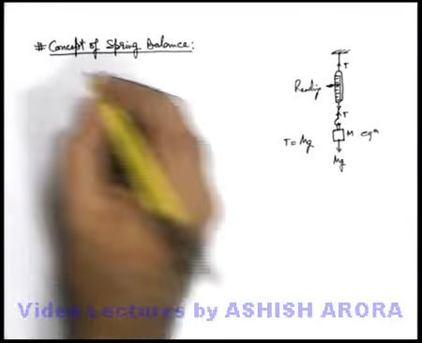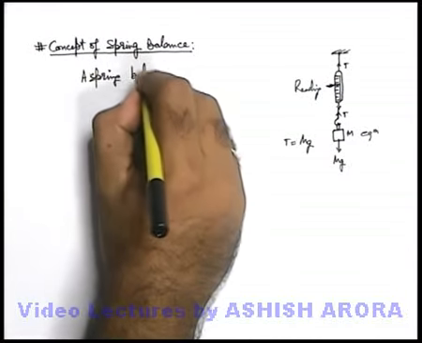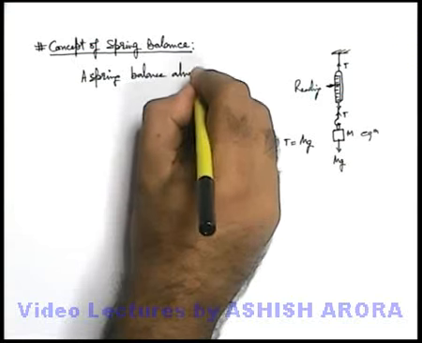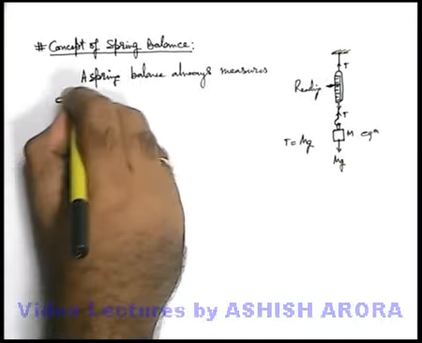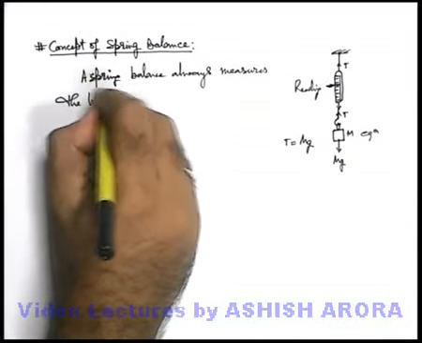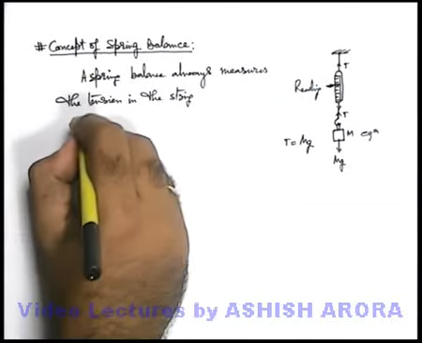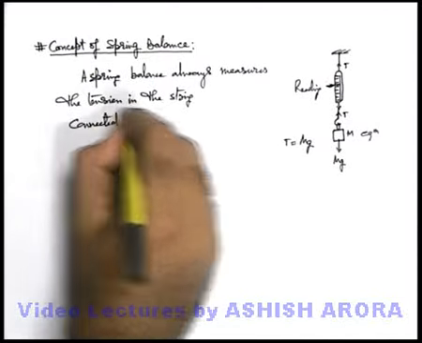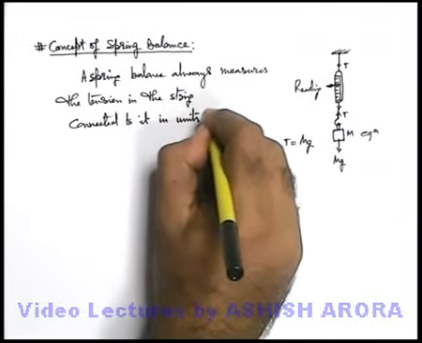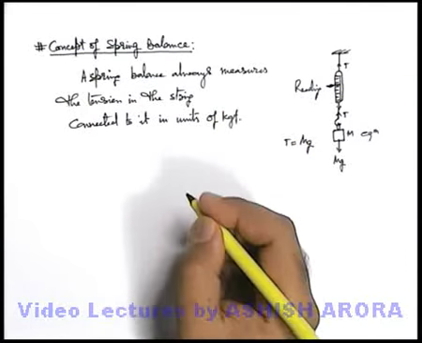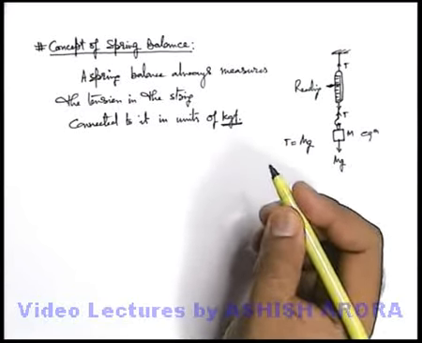So we can simply state as a general concept, a spring balance always measures the tension in the string connected to it in units of kilogram force, just like a weighing machine. As we already discussed, 1 kilogram force is g Newton.